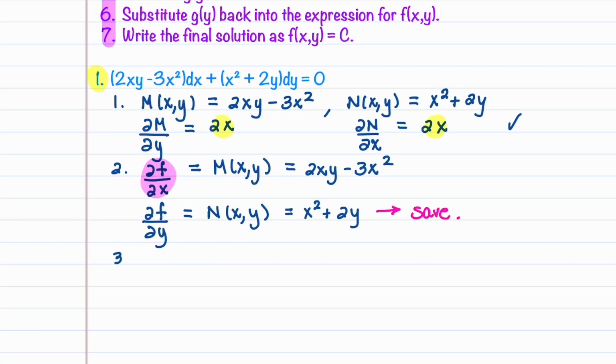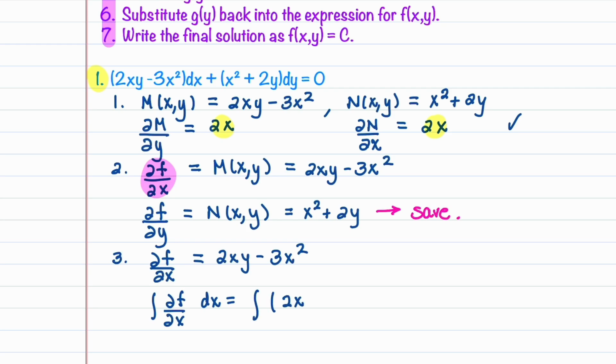Let's go ahead and rewrite that function. We have the partial derivative of f with respect to x is equal to 2xy minus 3x squared. We want to get f by itself, so we are going to integrate each side of the equation with respect to x. We have the integral of the partial derivative of f with respect to x times dx, and then we integrate our right-hand side with respect to x. So we have 2xy minus 3x squared dx.